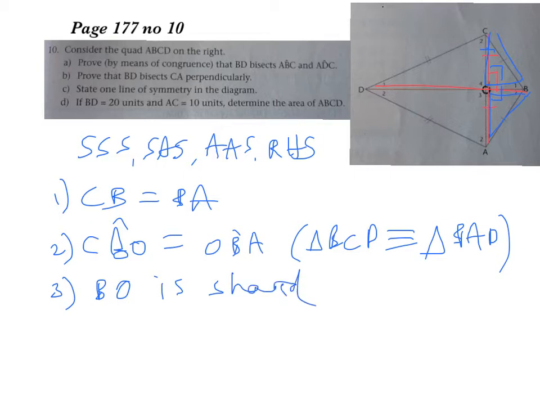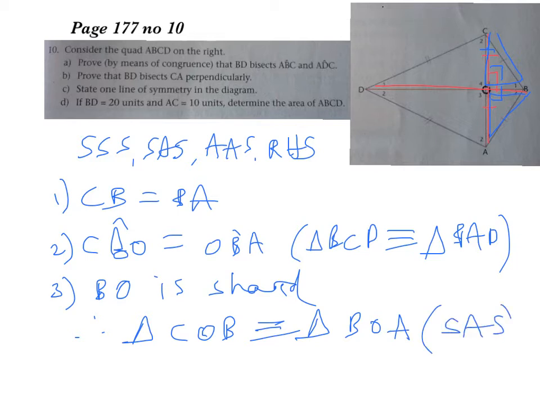So I can say, therefore, triangle COB is congruent to triangle BOA. And my reason is side, angle, side. Note that we did make sure the angle that we knew was in between the two sides that we knew. Side, angle, side. The angle must always be in the middle.